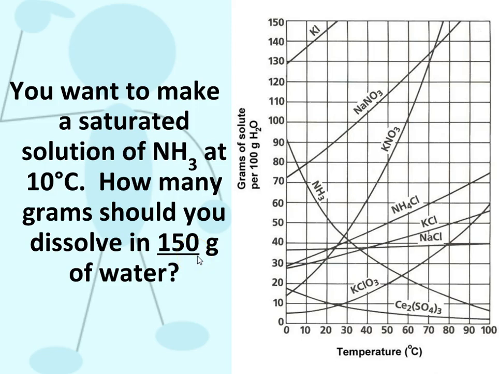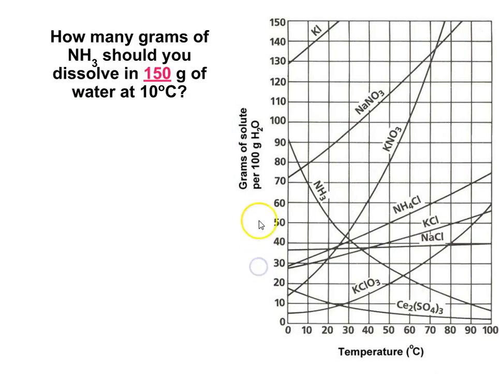So this is kind of like the lab where you actually dissolved in 25 grams of water, and then we took it times 4 essentially to figure out how much would dissolve in 100 grams of water. It's going to be a similar calculation here. Let's start with finding our curve. NH3 is right here, right? And we are at 10 degrees Celsius, so let's find 10 degrees Celsius. It's right here. So let's follow that up.